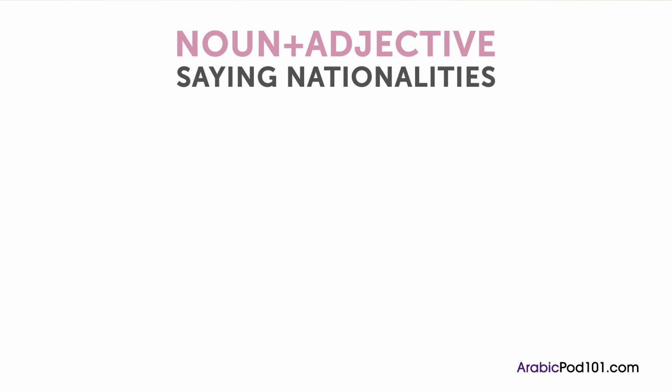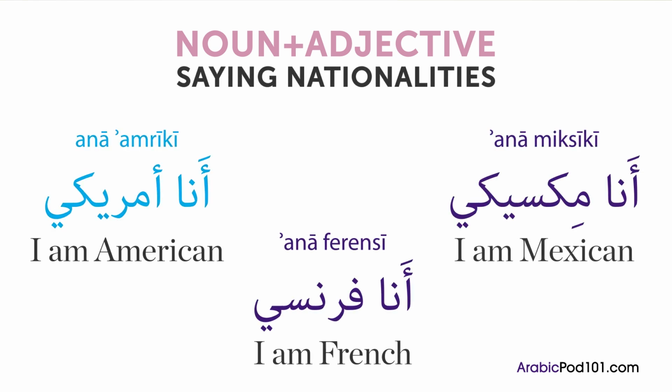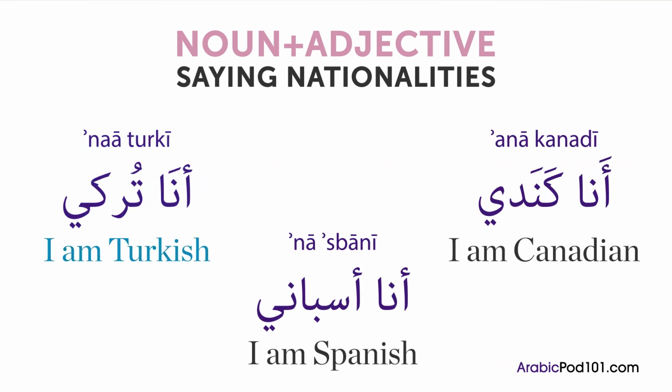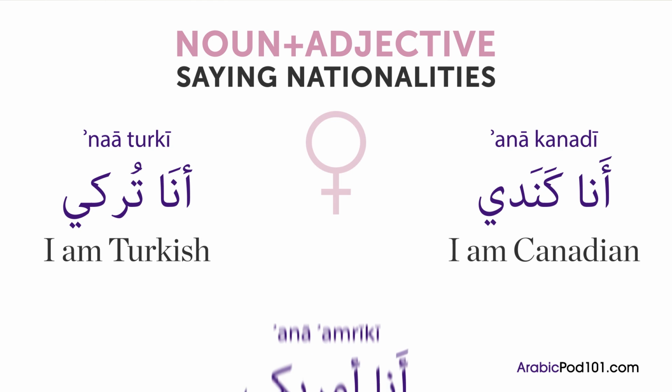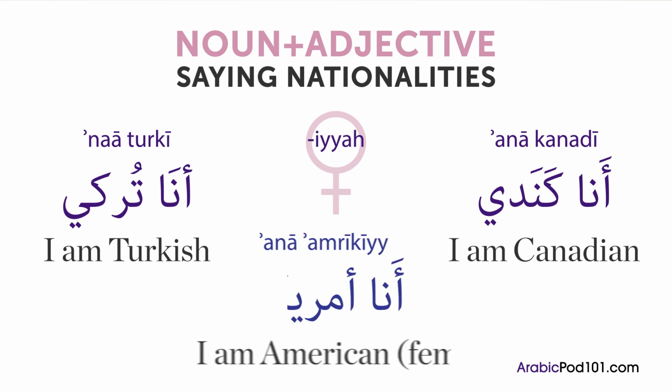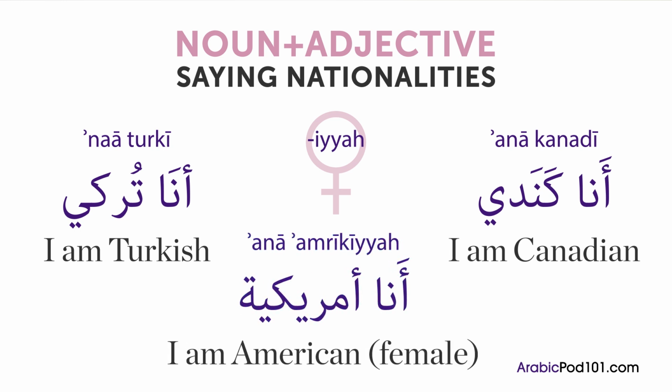Let's see how to say your nationality in Arabic first. أنا أمريكي. I am American. أنا فرنسي. I am French. أنا مكسيكي. I am Mexican. أنا تركي. I am Turkish. أنا أسباني. I am Spanish. أنا كندي. I am Canadian. For a female, you would add an إيه sound to the end of the nationality. So, أمريكي would become أمريكية, and so on.